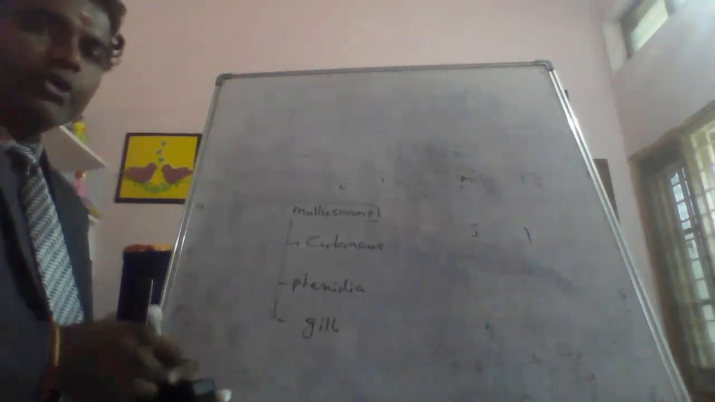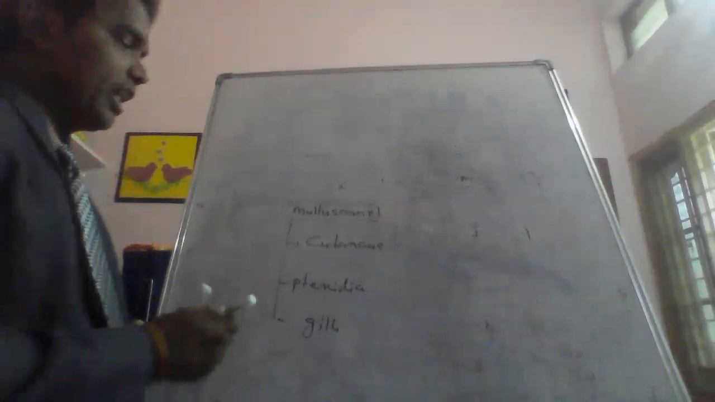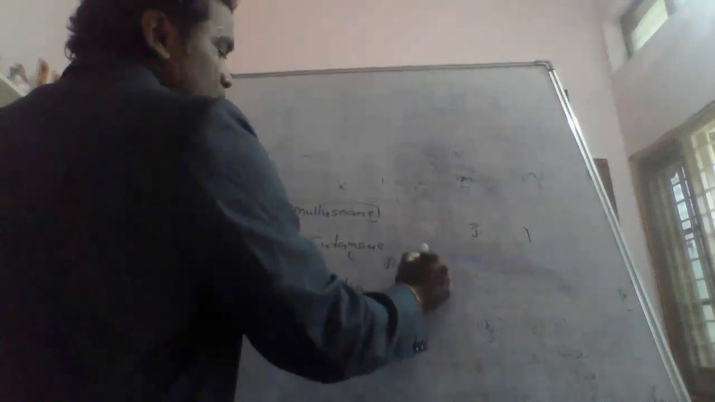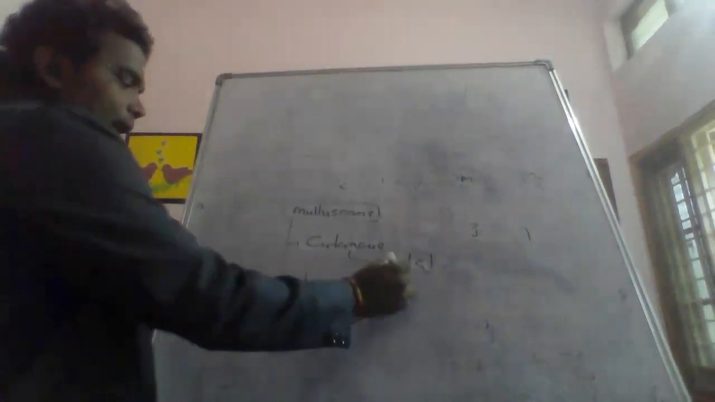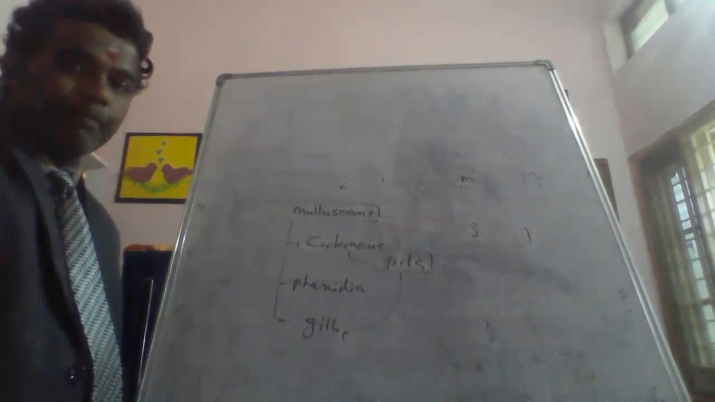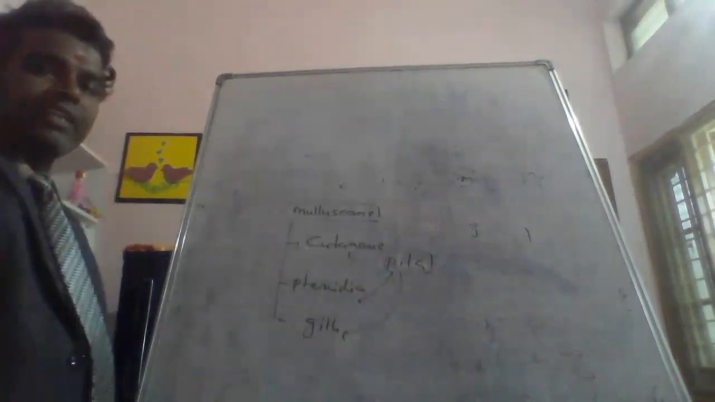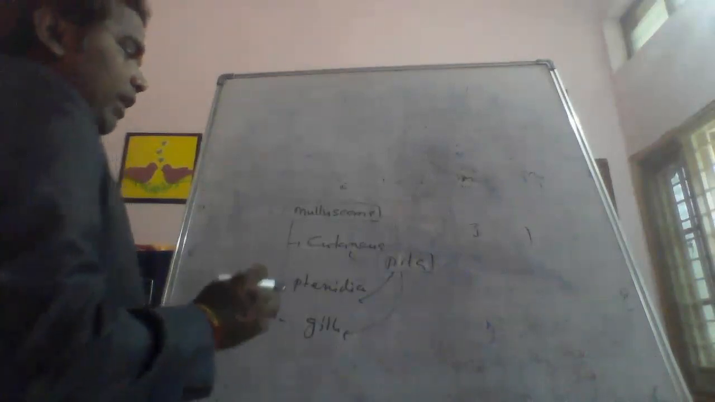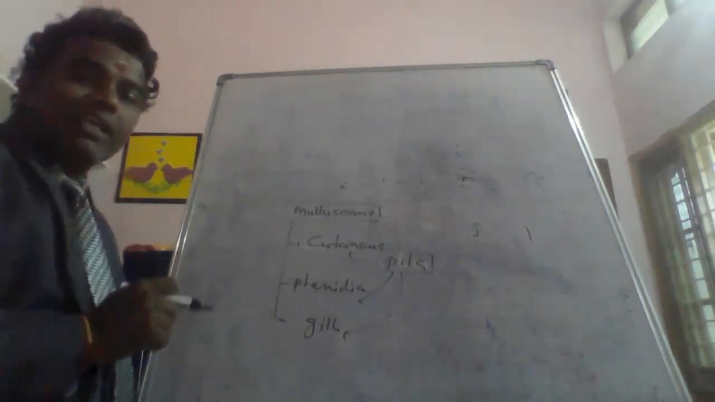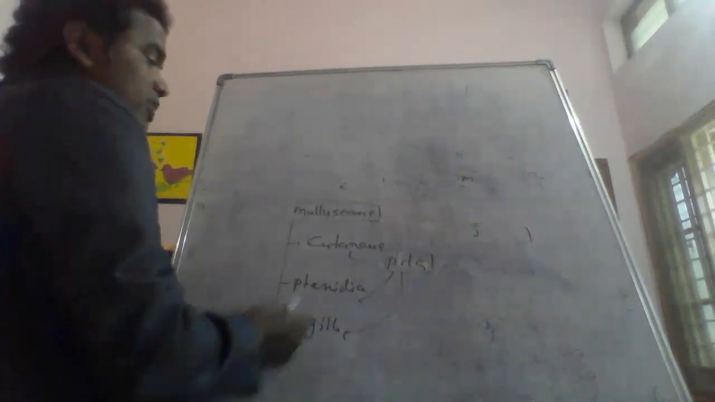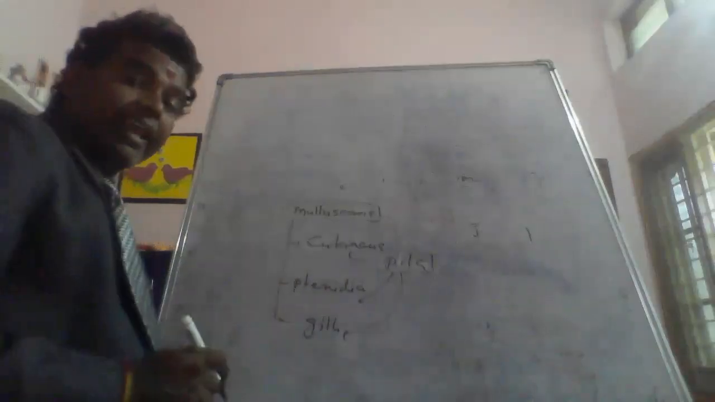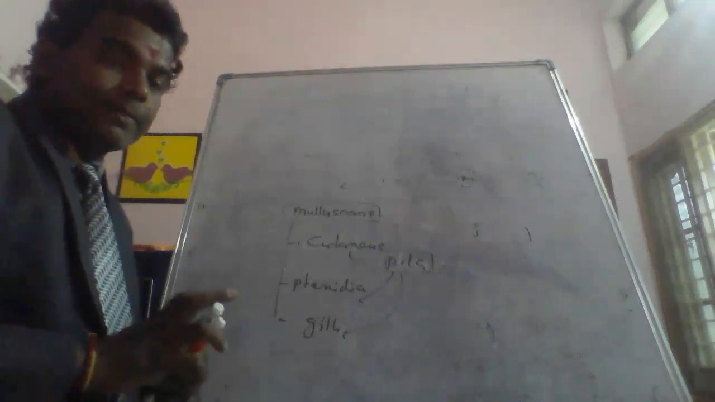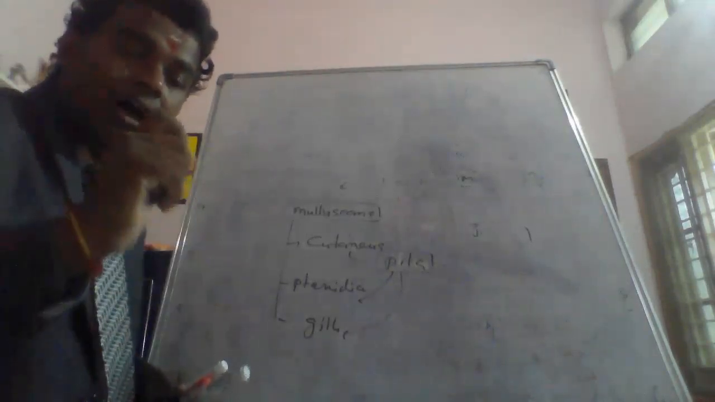For example, cutaneous respiration takes place in Pila globosa. In Pila, gills are responsible for respiration, and ctenidia also take part in respiration. So in molluscans, example Pila, I am giving that. What type of respiration takes place? Cutaneous respiration, especially through the skin, and ctenidia and gills are there. That means branchial respiration takes place.